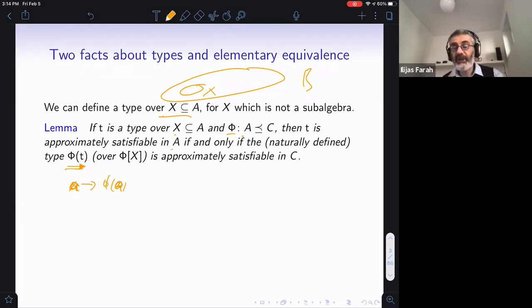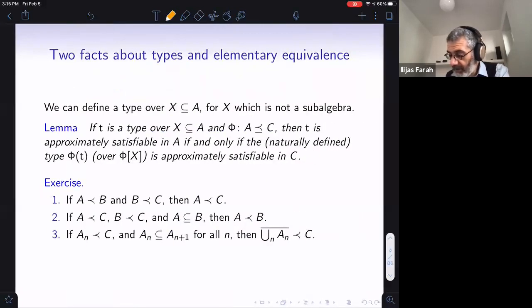Really, what I'm doing is extending an elementary embedding between algebras to an embedding between formulas over those algebras. So T is approximately satisfiable in A if and only if phi of T is approximately satisfiable in C. Proving this just amounts to checking definitions. So we'll be using it.